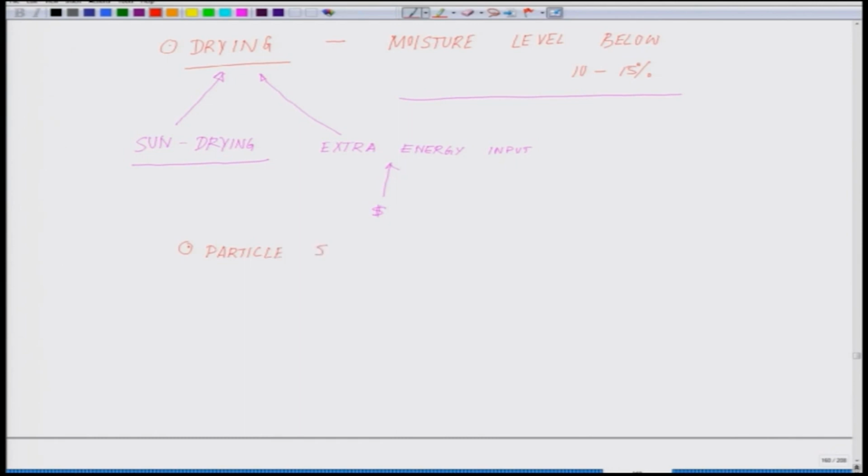So, particle size. A typical feed particle size is around 20 to 80 millimeter, which is in terms of the diameter we are talking about. Feed particle size around 20 to 80 millimeter.